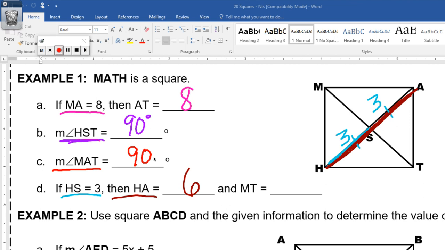Then they're asking me also, now that you have HA, find MT. MT is the diagonal right here. We know that they're both the same. So if HA is 6, then MT has to be 6 as well. They're equal. So let's clear that and go to example number 2.